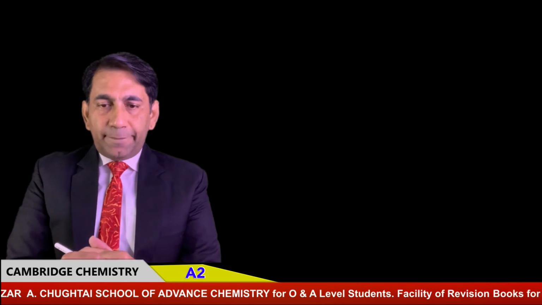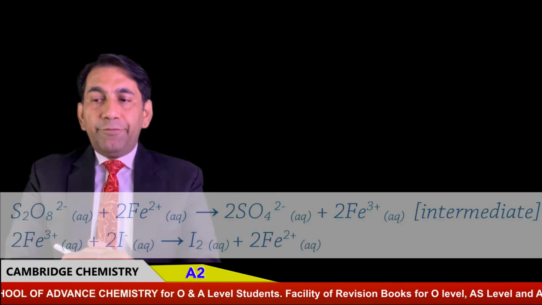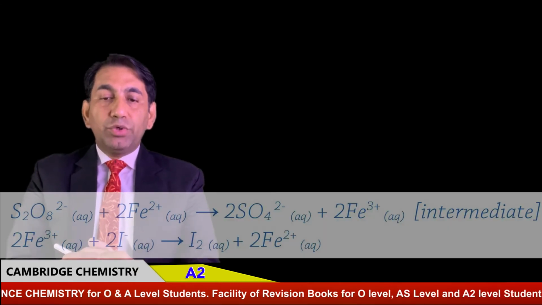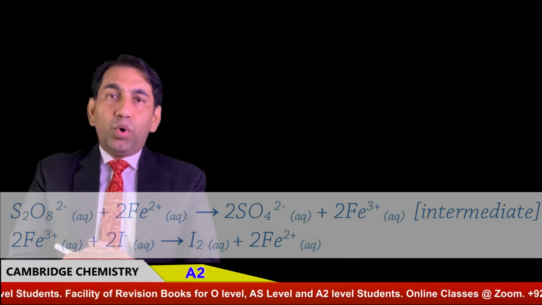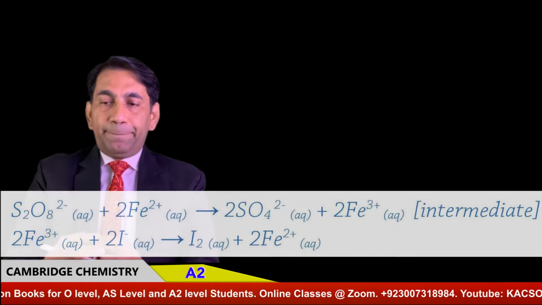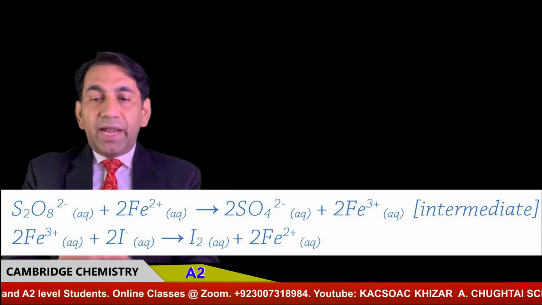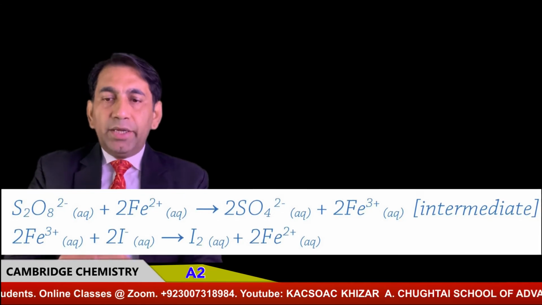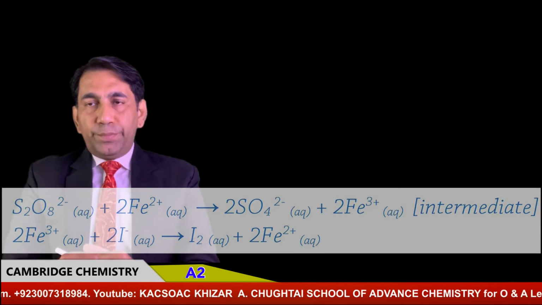The collision between these two ions is an unsuccessful collision. But iron 2 ion catalyzes this reaction as it is a positive ion and can readily combine with the negative ion. First, iron 2 positive ion is oxidized to iron 3 ion by S2O8 2- ion, that is the peroxydisulfate ion. In the first step, there is the formation of iron 3 ion. Then this iron 3 ion reacts with the iodide ion to make I2 iodine and Fe2+ ion.